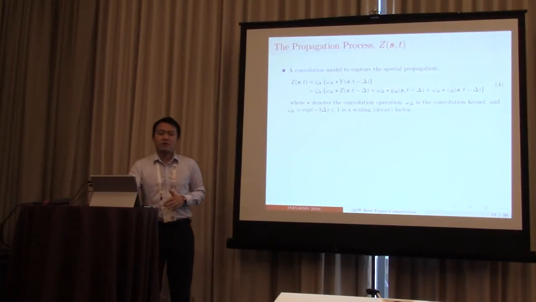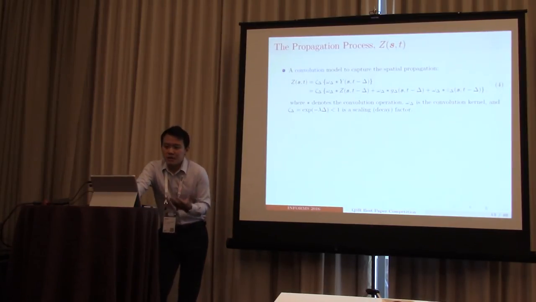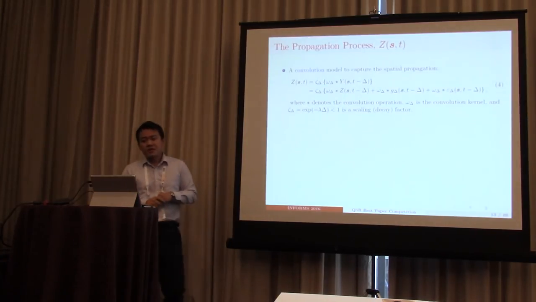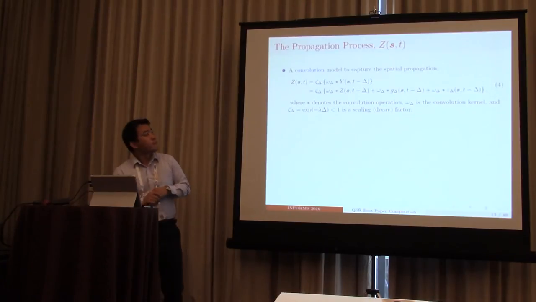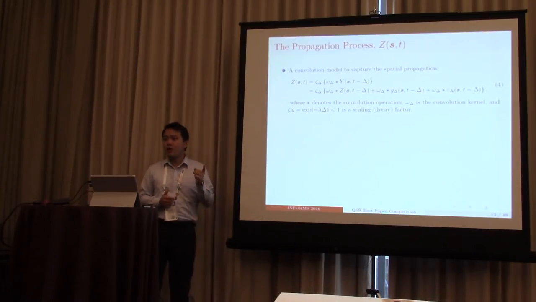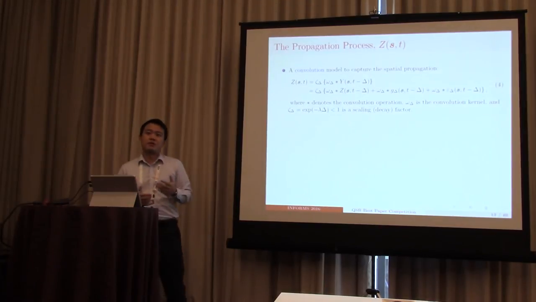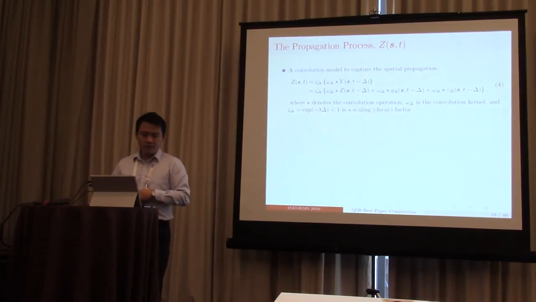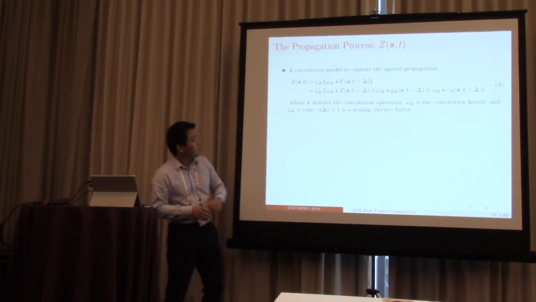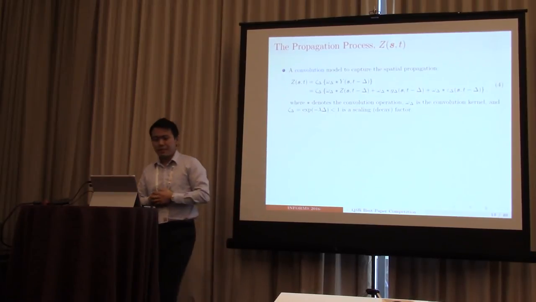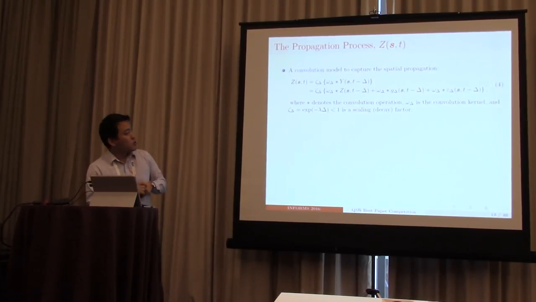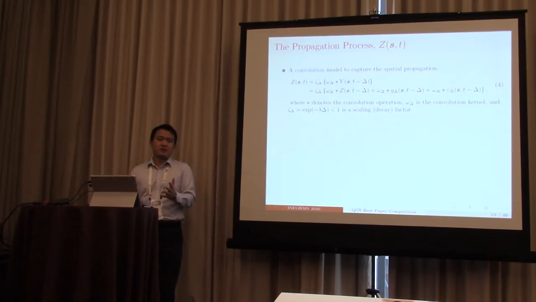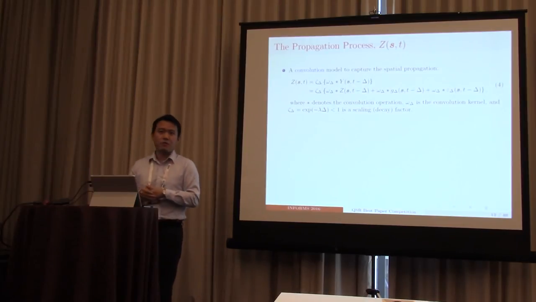In this work, we're going to use a convolution model to approximate the spatial propagation. Basically, what you can see in this equation, the propagation Z is obtained from the degradation at the previous time, Y at t minus delta, through a convolution operation, where omega is the convolution kernel. We have a scaling factor here, zeta, which we assume is less than 1. Basically, that means lambda is a positive constant. Later on, you'll see that this condition guarantees that the random part of the degradation process can be approximated by a weakly stationary process.